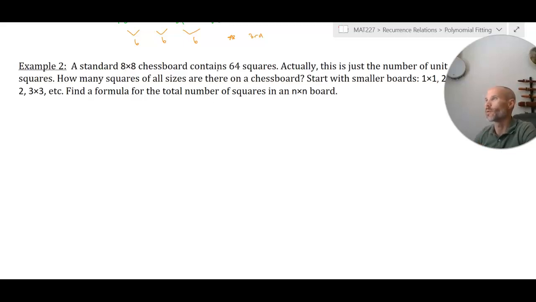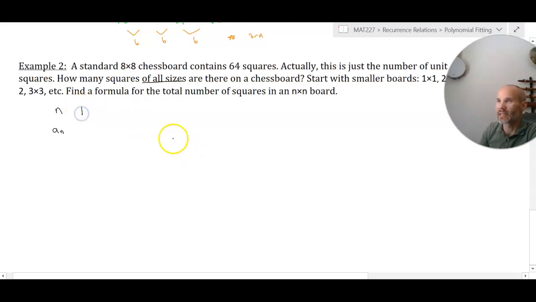Start with smaller boards, 1x1, 2x2, 3x3, etc. Find a formula for the total number of squares in an n×n board. Okay, so first of all, let's think in terms of sequence. If n represents the dimension of a square board, so 1x1, 2x2, etc., then a sub n will represent the total number of squares of all sizes that we can create for that board.